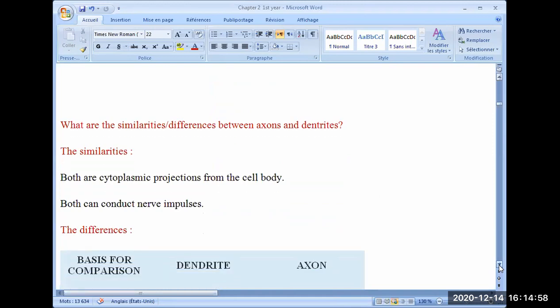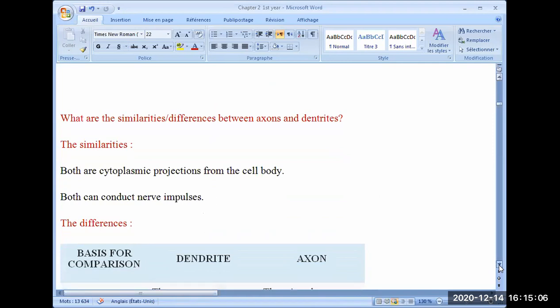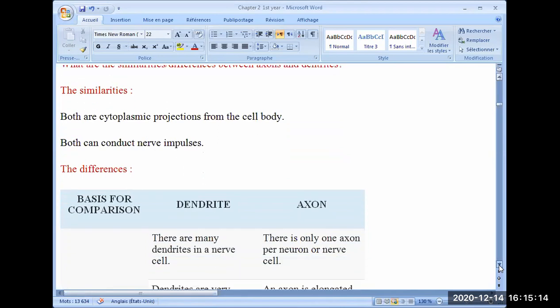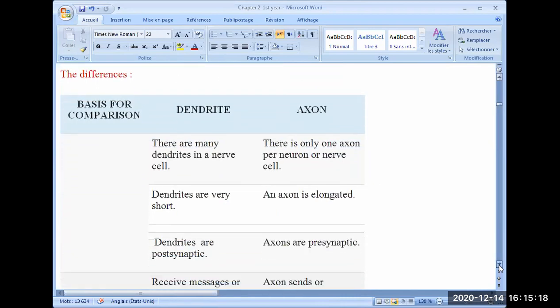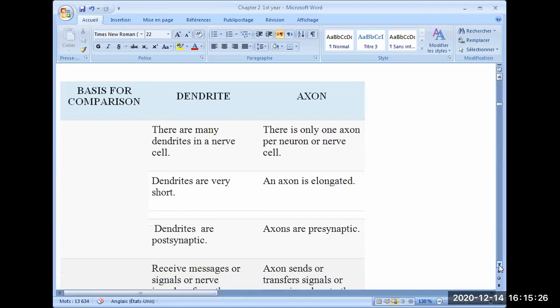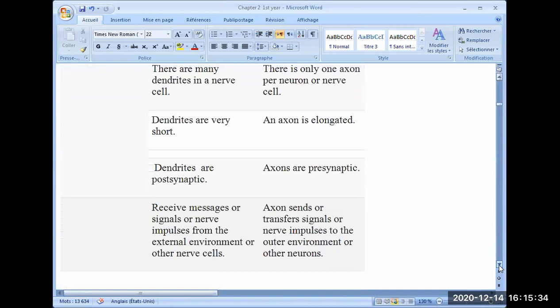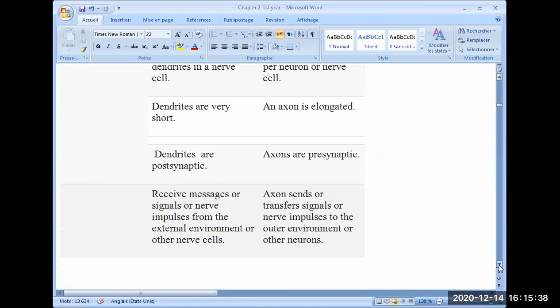The similarities: both dendrites and axons are projections from the cell body, or extensions of the cell body, and both of them can conduct or communicate nerve impulses. The differences, in brief, of course: we have many dendrites in the nerve cells, but there is only one axon per neuron. Dendrites are very short, an axon is elongated. Dendrites are postsynaptic and axons are presynaptic. Dendrites receive messages, electrical signals, nerve impulses from the external environment or other nerve cells, and an axon sends or transfers signals or nerve impulses to the outer environment or other neurons.